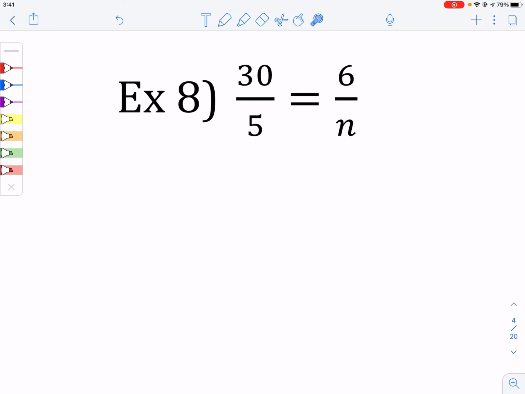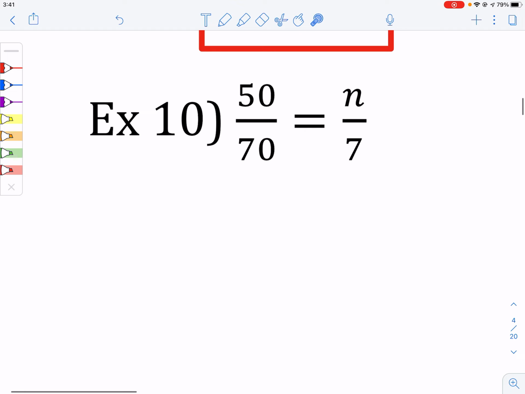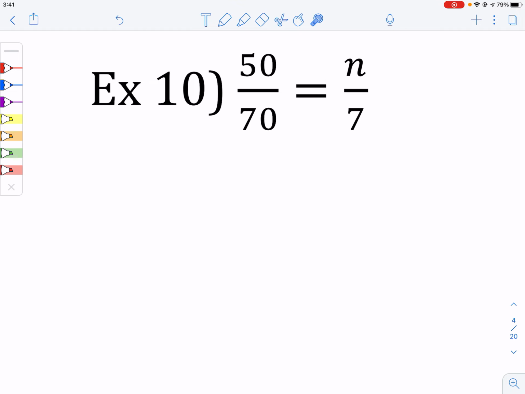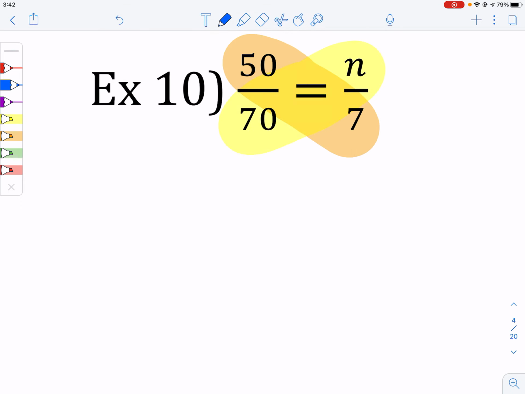All right, let's do these bottom 3. So we're going to do 10, 11, and 12. So take a look at number 10. I'm going to help you with the cross product part. So diagonally, you're doing this times this, and then you're going to do this times this. Tell me, what do you get for your cross product on this one?